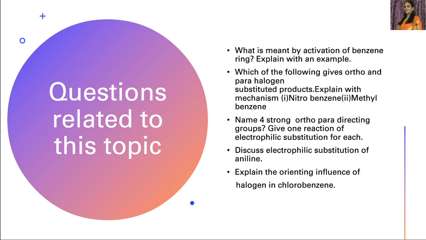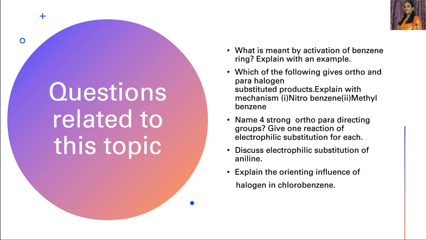So in the case of the electrophile, if we write Cl plus, we will get ortho and para chlorotoluene as the product. So methyl benzene gives ortho and para halogen substituted products from these two. Okay. Now the next one is, name four strong ortho para directing groups. Amino group, hydroxyl group, methoxy group, acyl group, alkyl group. These are all strong ortho para directing groups.